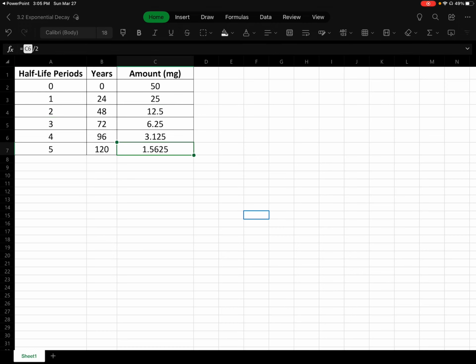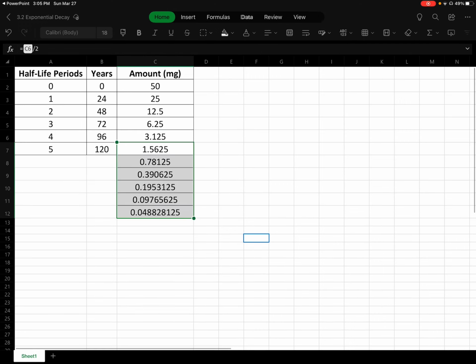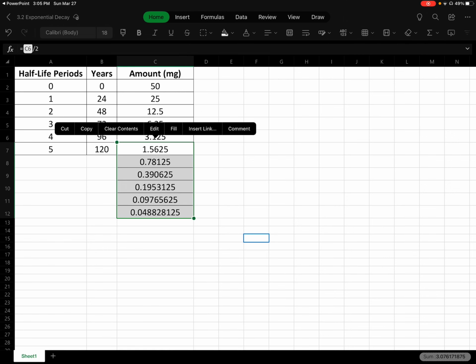Just to show you a little bit how this works, with that equation stored, when I use the fill button, I can drag out and keep applying that equation. You'll notice it's a really quick way to generate a lot of values. And you can always see that we're multiplying by a half to get the next value.